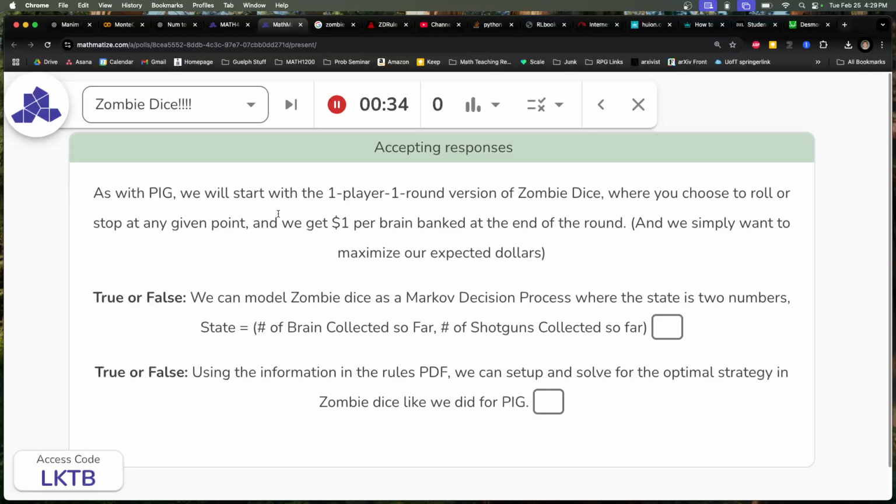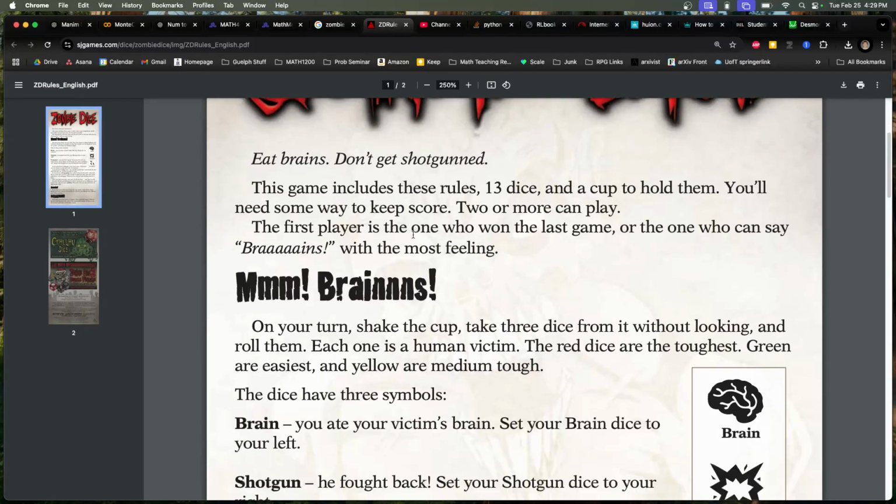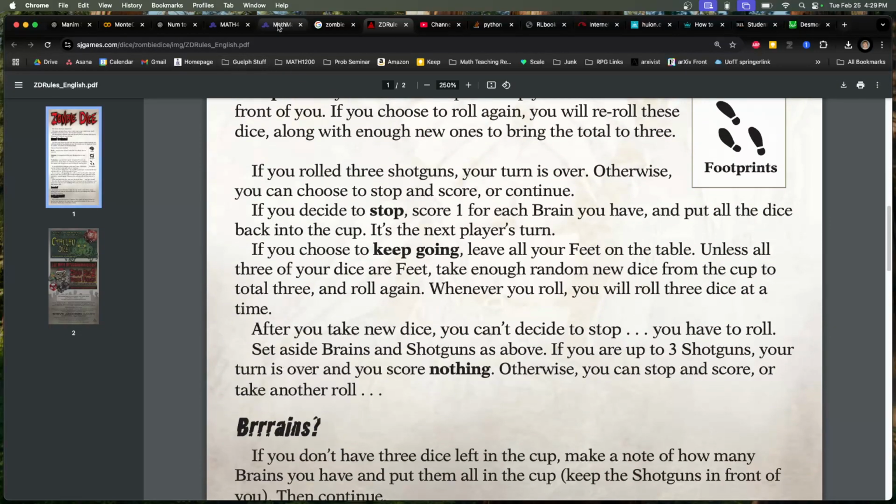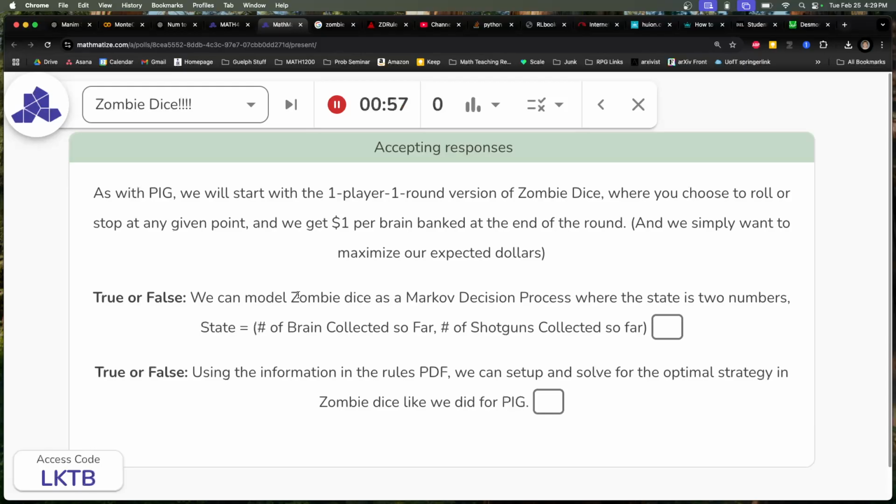And I have 2 true or false questions. True or false, you can model Zombie Dice as a Markov decision process where the state is 2 numbers, the number of brains you've seen so far and the number of shotguns collected so far. So you saw me collecting those to the left and to the right over here. And then true or false, we can solve this the same way we can with Pig, just by the rules of the game, so we can solve it. So those are 2 true or false questions for you.